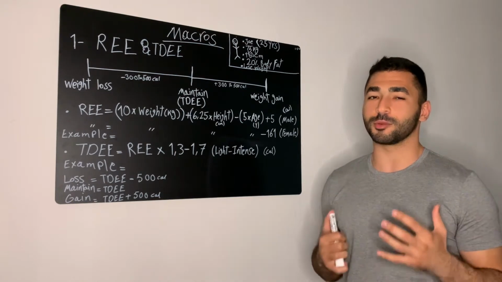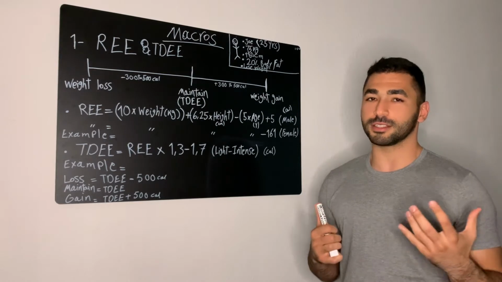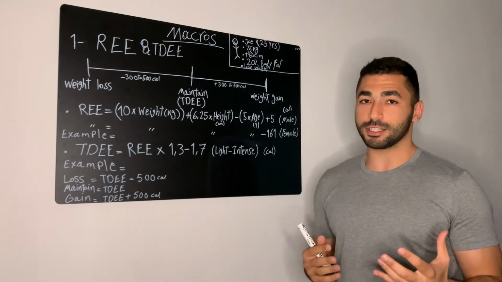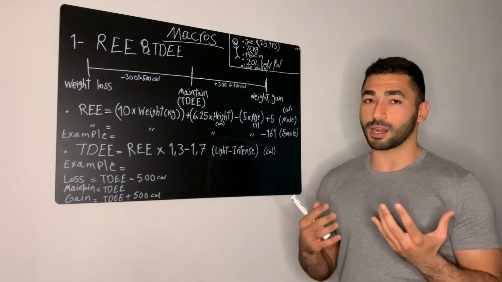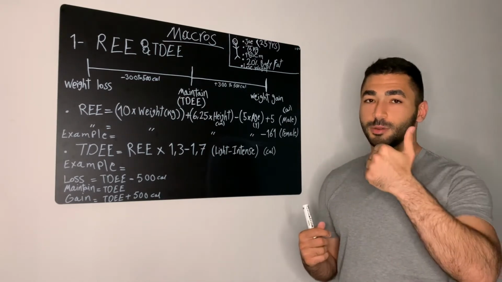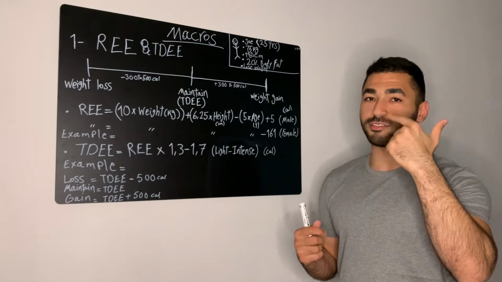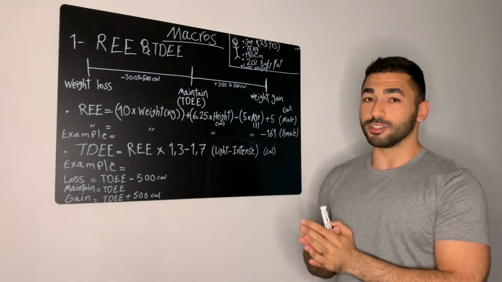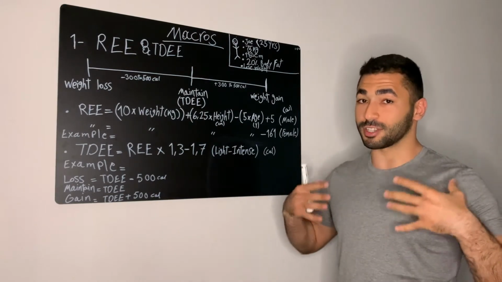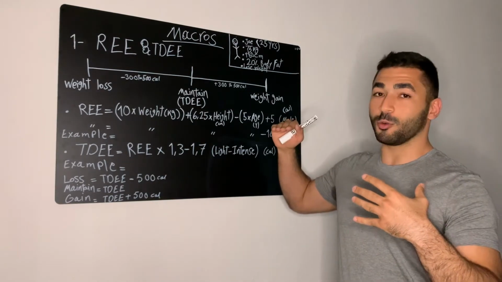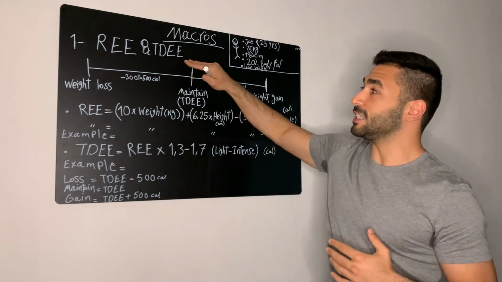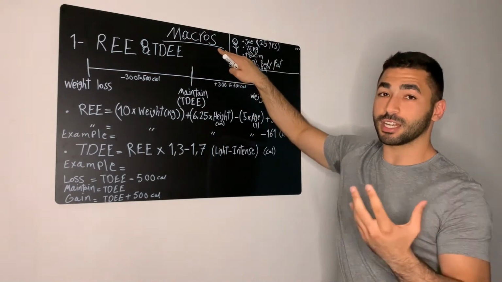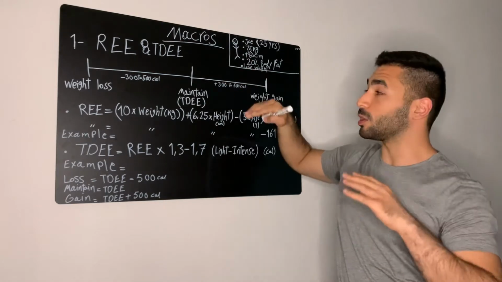And macronutrients are basically the basic building blocks of all of those calories that you eat throughout your days. So we might ask ourselves, what are macros? Macros are built of proteins, carbohydrates, and fat. And today in this video, I took it in 4 cuts to explain, okay, what REE and TDEE are, which is one of the basics of understanding the macros. I will explain to you what that is.